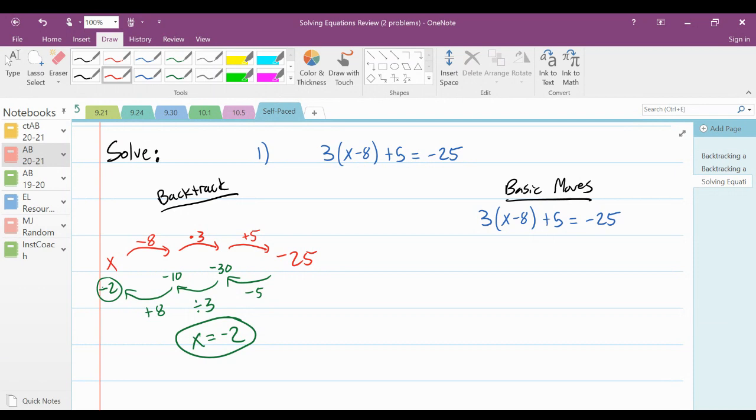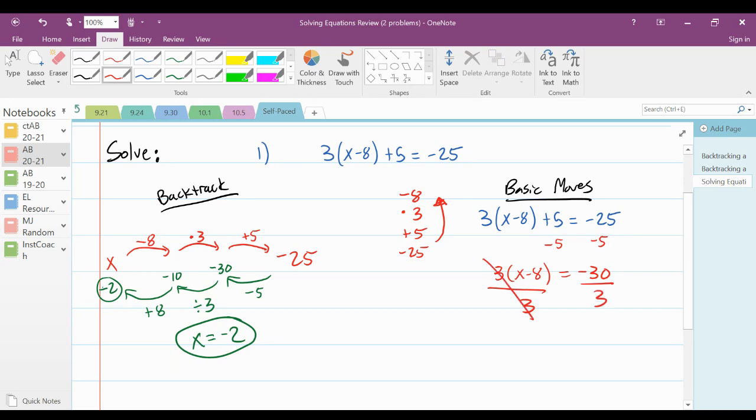Again, we are undoing the operations that happen to x in reverse order. Remember, we subtracted 8, multiplied by 3, and added 5 to get negative 25. So we are going to want to undo those. I'm going to start by subtracting 5 from both sides. That gives me 3 times the quantity x minus 8 equals negative 30. Now I can continue undoing those operations, undo the multiplying by 3, and divide everything by 3. It would look like this if I divided by 3.